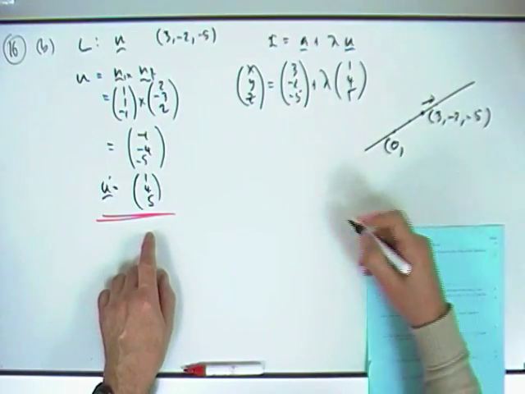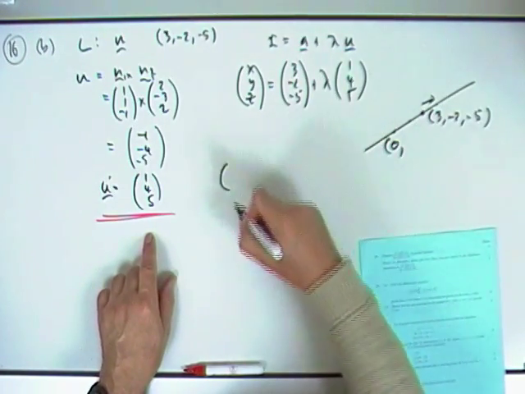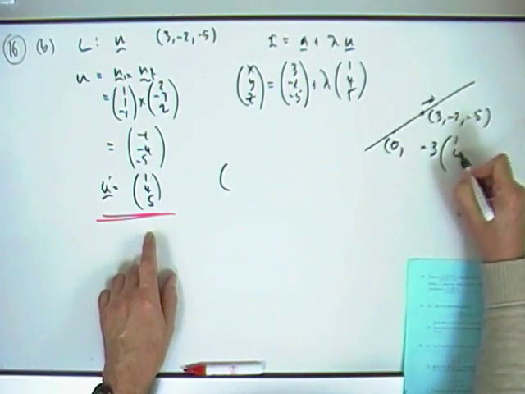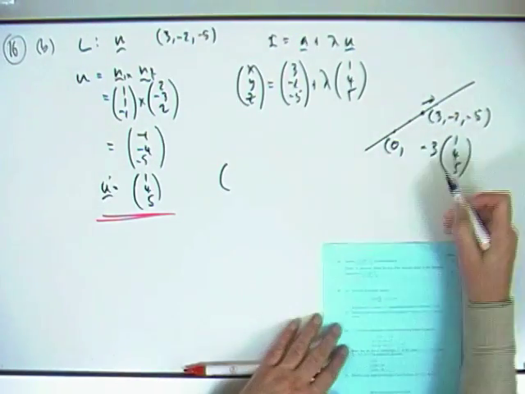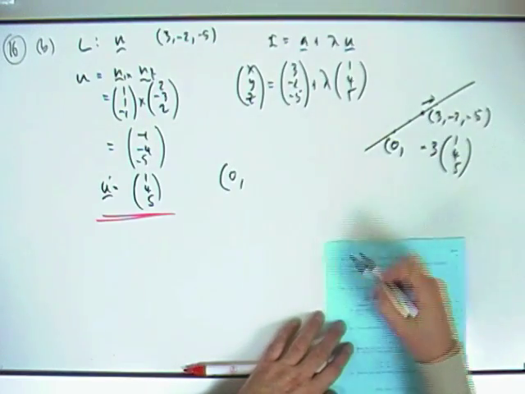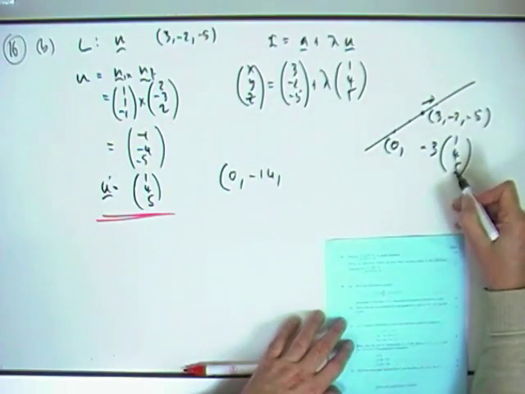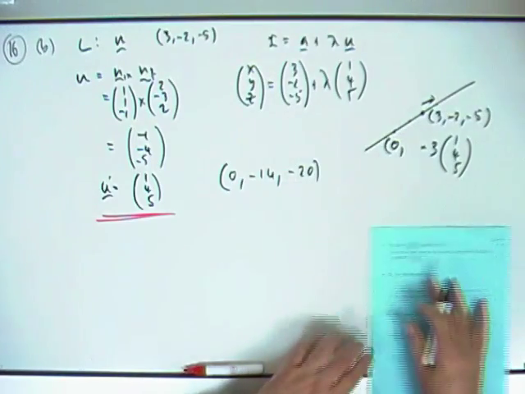If I took 3 steps back, I would end up at a new point. So my new point is going to be this. It's going to be that minus 3 lots of 1, 4, 5. So that's 3 off of the 3, which gives me 0, 12 off of the negative 2, which is negative 14, and 15 off the negative 5, which is negative 20.